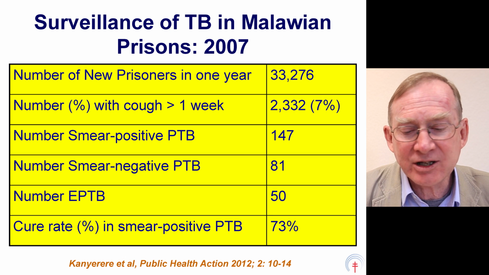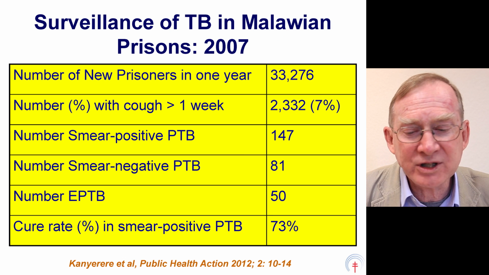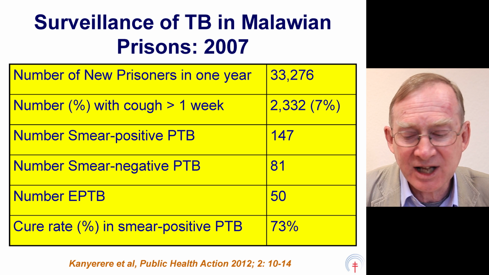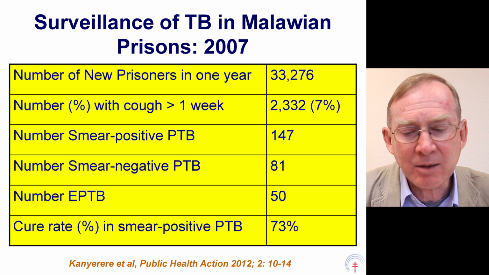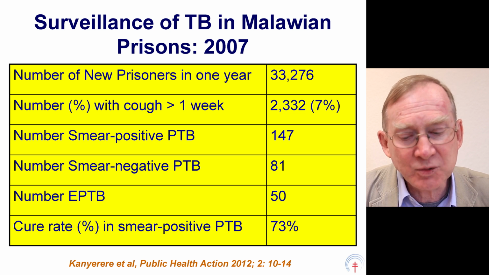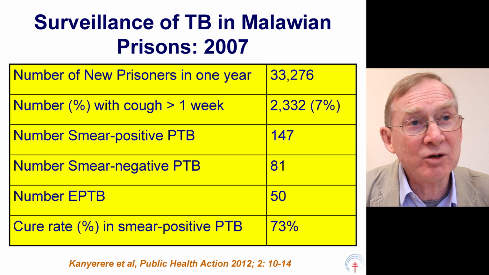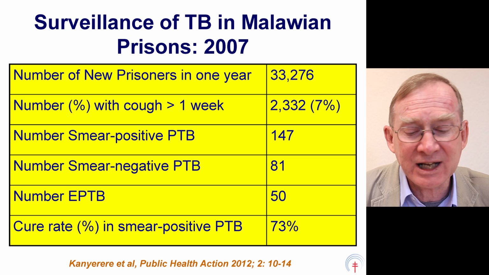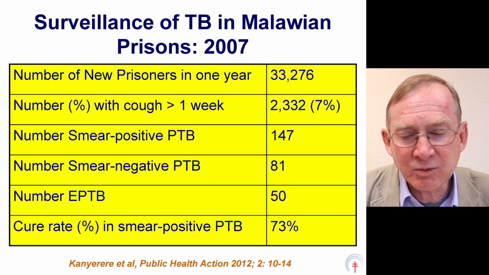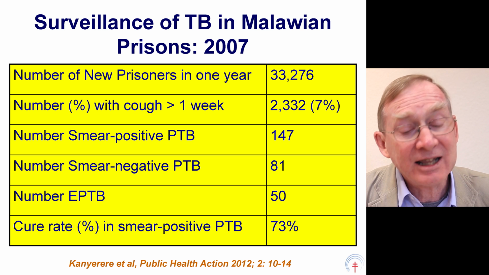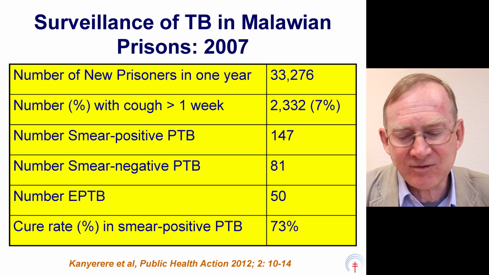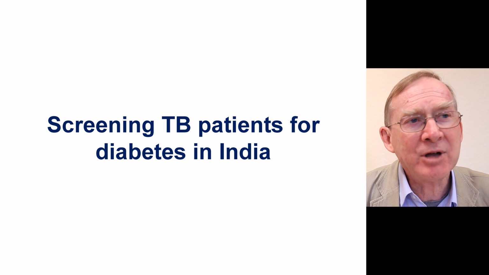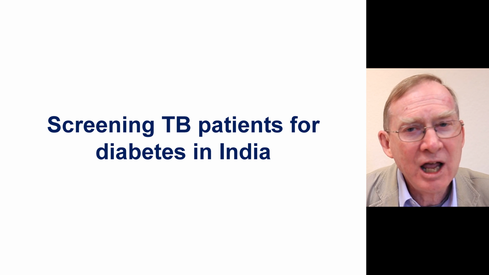And finally, Mr. Canyareri did another study reporting on surveillance of TB in Malawian prisons in 2007. This took a little while to get published, but nevertheless looked at the number of new prisoners admitted in 1 year, those with a cough more than 1 week, and then those who were diagnosed as having smear-positive pulmonary TB, smear-negative pulmonary TB, and extrapulmonary TB. And what was good was that between when we first started and this survey, the cure rate had definitely improved from 62% to 73%.